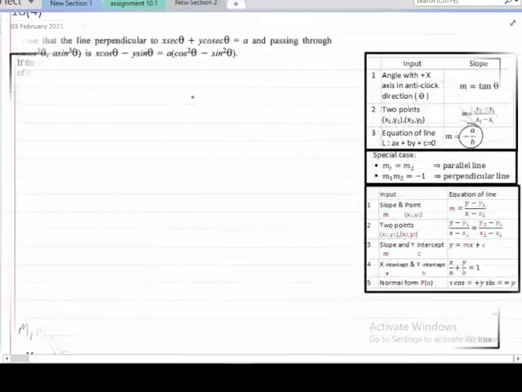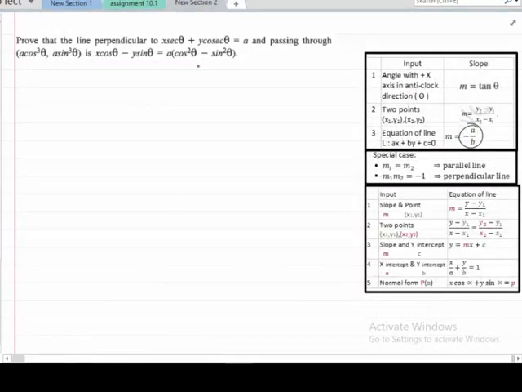Okay, here we have a very important and interesting question. We have to prove that the line which is perpendicular to L1, the line x sec theta plus y cosec theta equal to a, and passing through this complicated point a cos cube theta and a sin cube theta, is x cos theta minus y sin theta is equal to a cos square minus sin square theta. So basically we have to find the equation of line L, which is perpendicular to L1 and passing through this point. Okay, we already did this type of question, right?